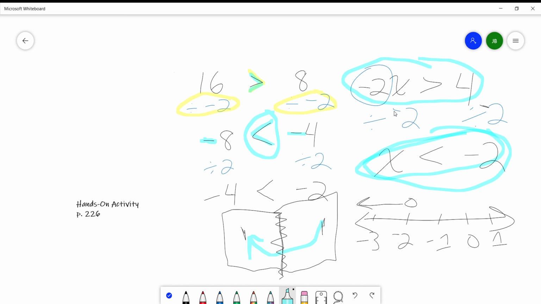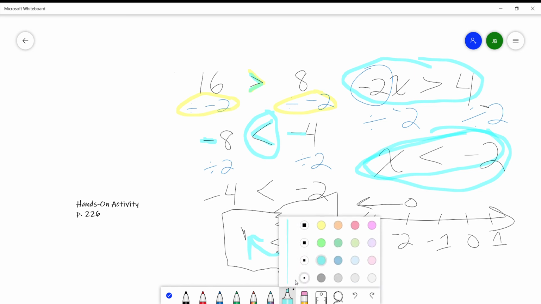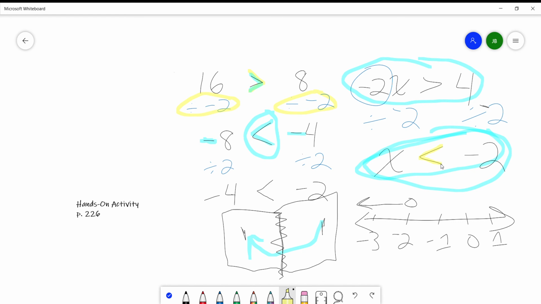This is the thing that's going to blow your mind right here, right? That the inequality changes signs. But remember, you can always go back and check your work. You can always go back and see if I plug in these values up here, does my answer still make sense?